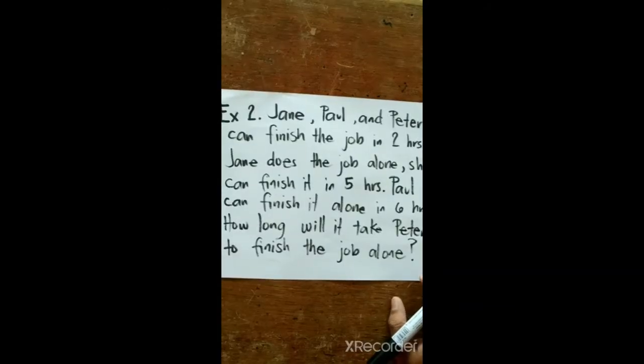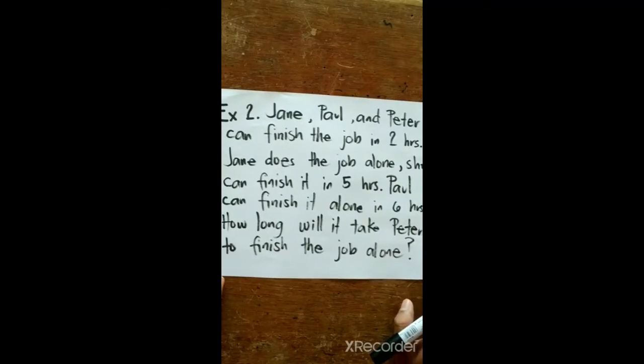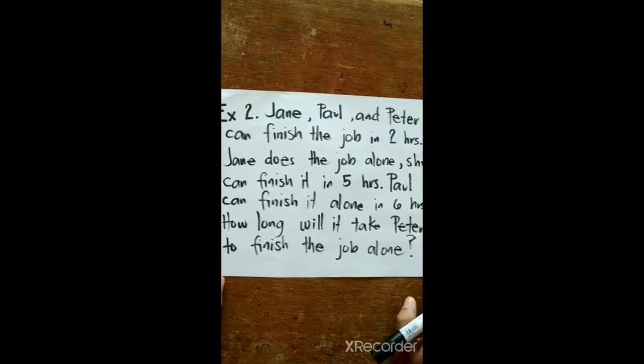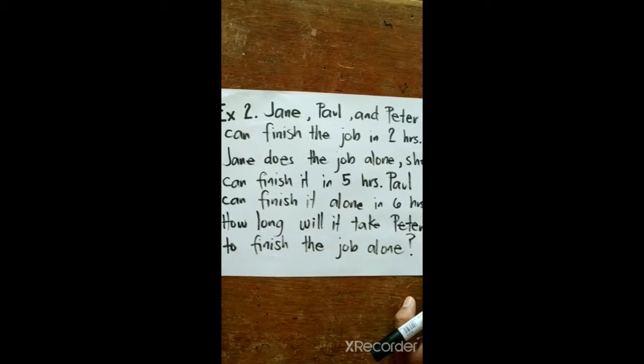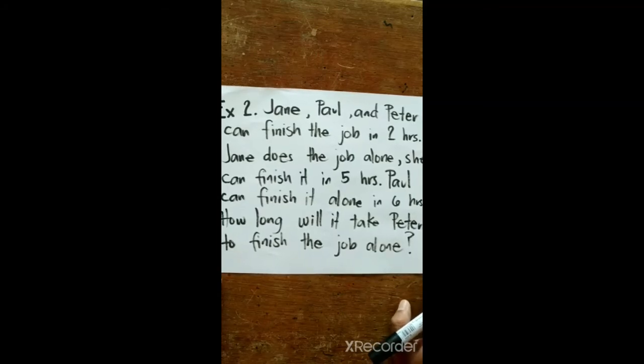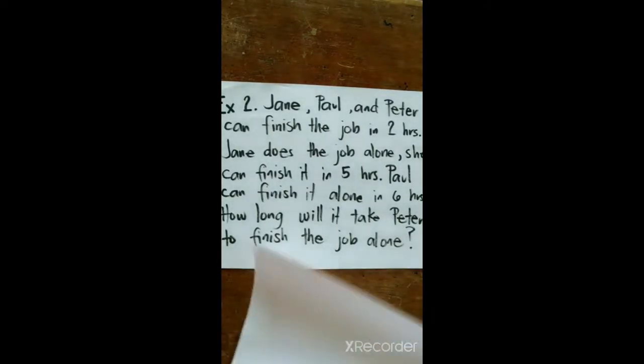In our second example, we have Jane, Paul, and Peter who can finish the job together in 2 hours. Jane, doing the job alone, can finish it in 5 hours. Paul can finish it alone in 6 hours. How long will it take Peter to finish the job alone? This time we have 3 persons involved.